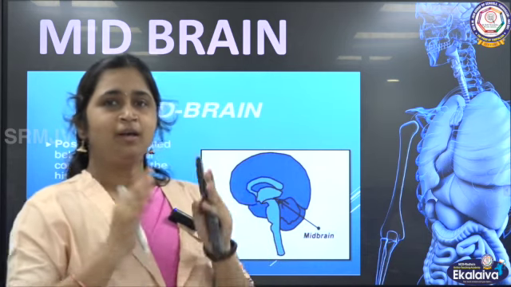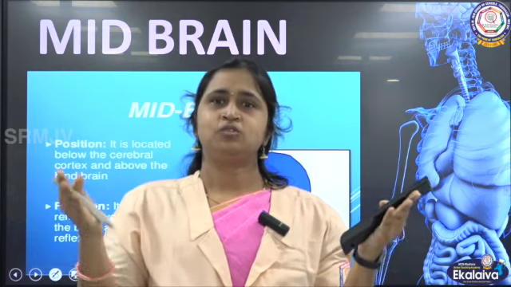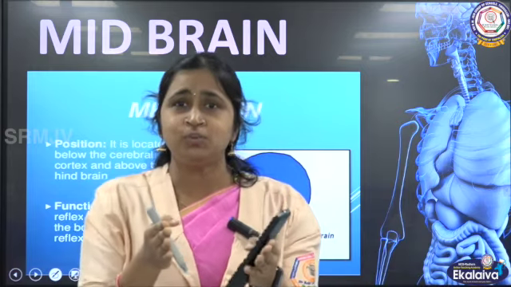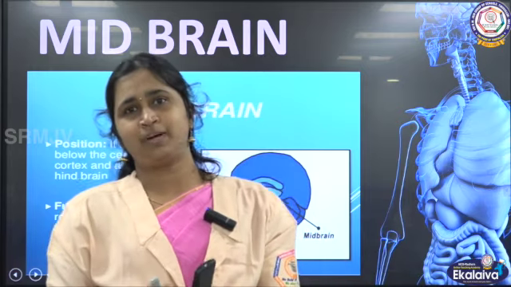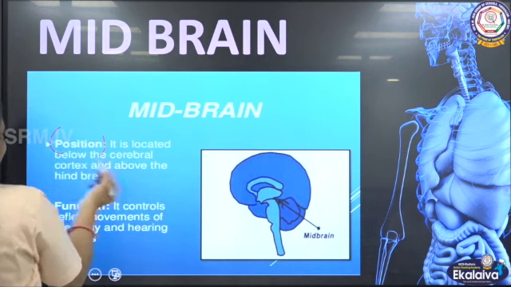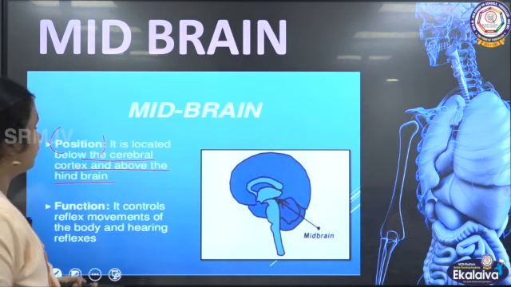Now the midbrain. When I say mid, something between, okay, between 2 things. So what are the 2 things? Forebrain, and another one, hindbrain. So in between it is there, so we call it the midbrain. So what is there in the midbrain? Location, position where it is located: below the cerebral cortex and above the hindbrain.